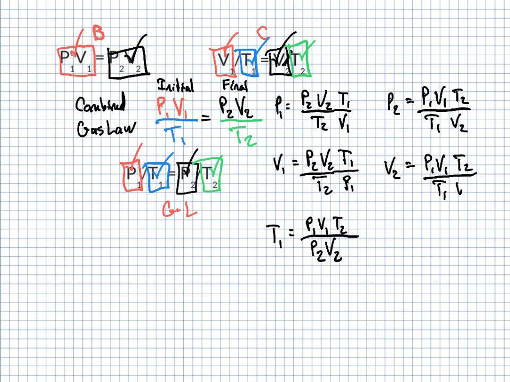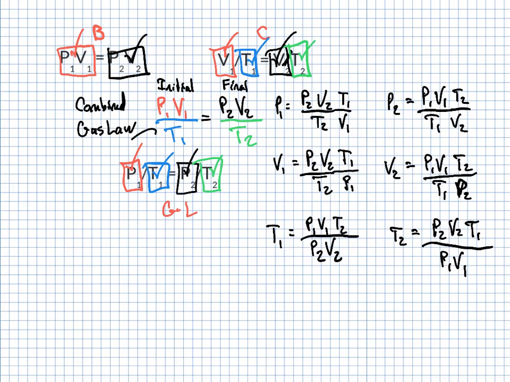V2 in the numerator, or P2 in the numerator, we now put it in the denominator. And lastly, to get T2, we're going to start off with P2 V2, and then T1, and then we're going to end up dividing that by P1 and V1.